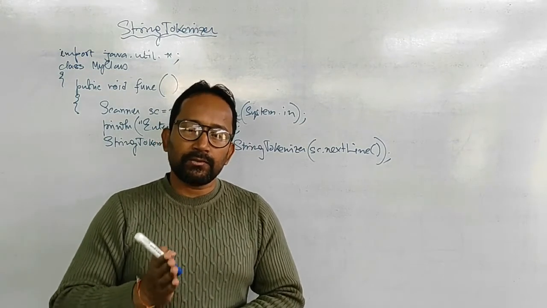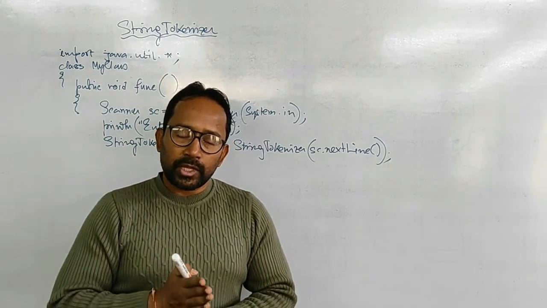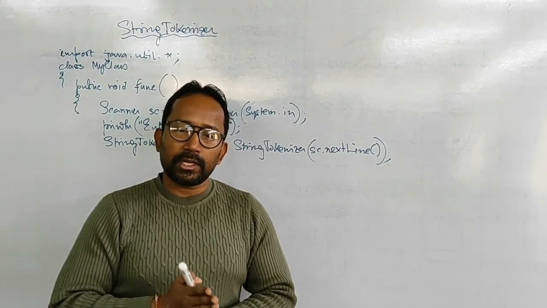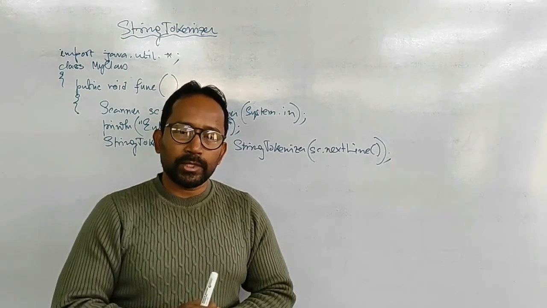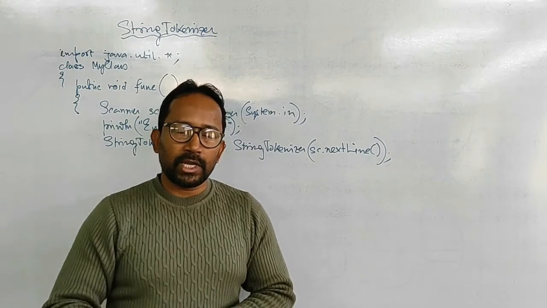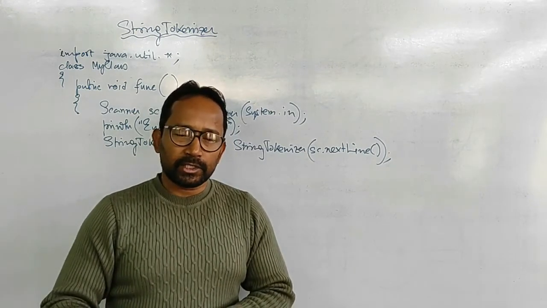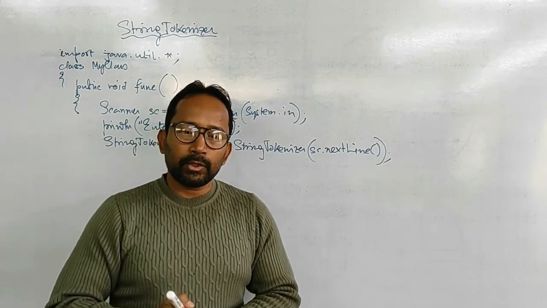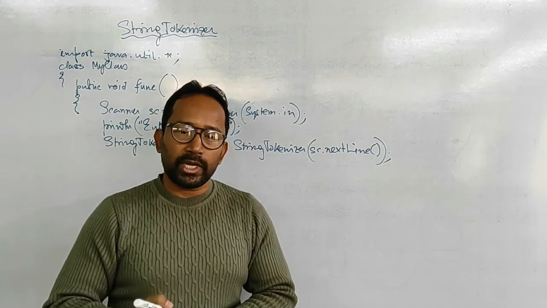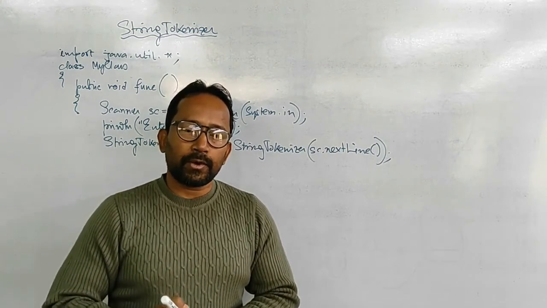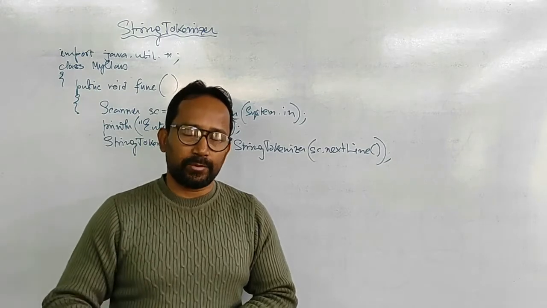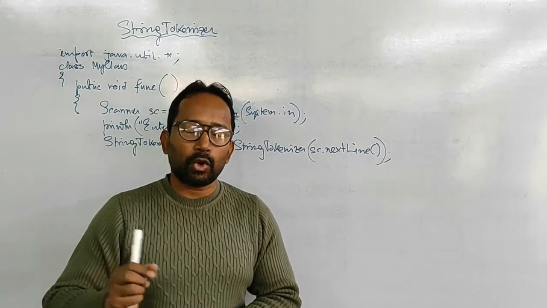So at first the cursor will wait at the beginning of the string. That means the first time nextToken will read the first token, meaning the first word. First word means from the first character till the first delimiter, meaning if it is space, till the first space. Then next time when we use the nextToken function, it will read the next token. Next token means the second token, which will start from after the first space till the second space. This way, one after another, it can read all the tokens.